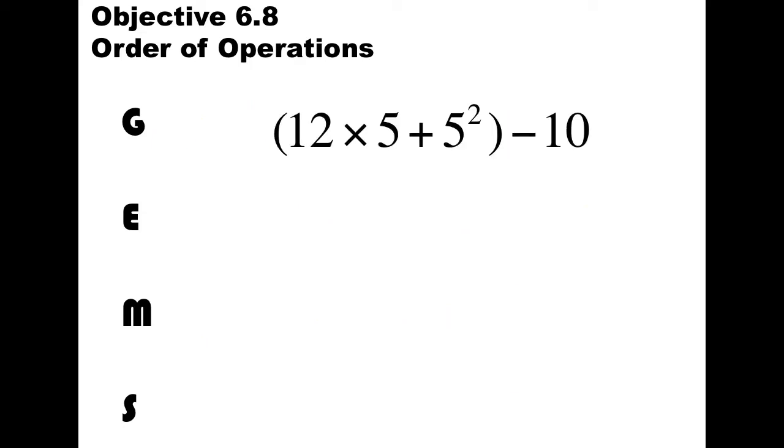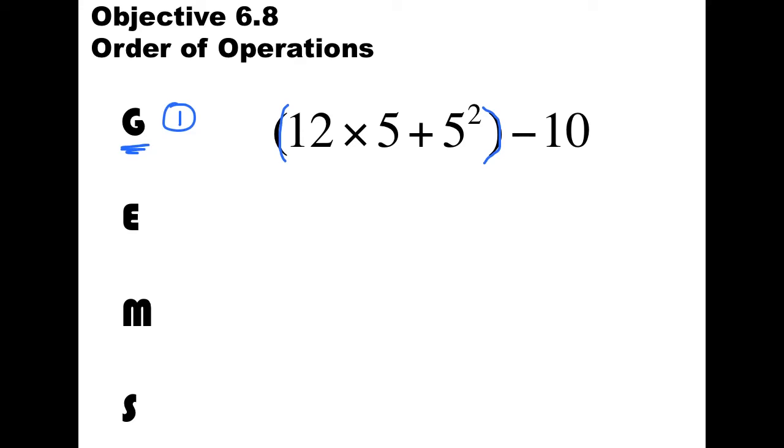So let's take a look at our example. Here we're given this expression. Our first step, the G, is to take care of all of our grouping symbols. Here we can highlight our grouping symbols. We have parentheses here, so we're going to do everything inside the parentheses first. When we look inside the parentheses, we do not have another set of parentheses.